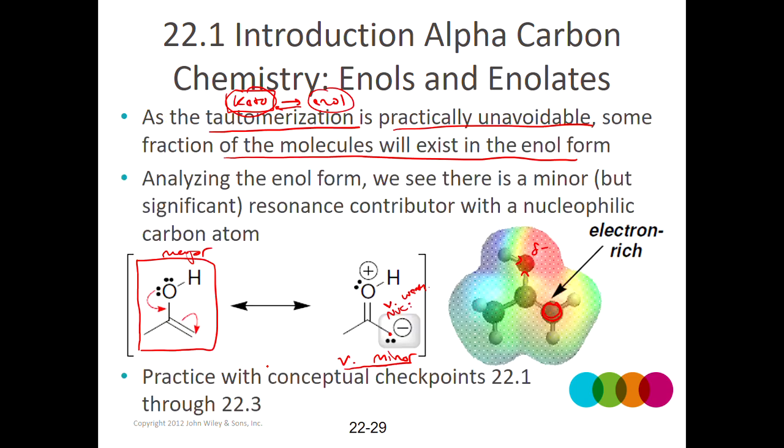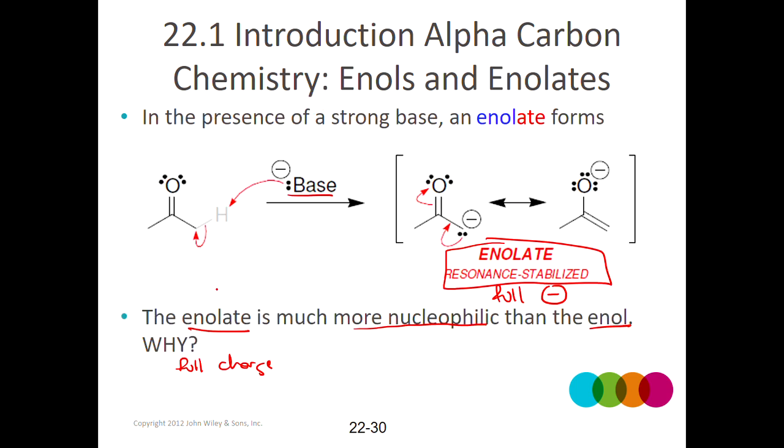The enol doesn't have an overall charge. It has a minor contributor with a small amount of negative on a site that makes that site weakly nucleophilic. The enolate has, since the base picked off a proton, a full negative charge. It's spread out between the oxygen and the carbon, and if we look at the resonance hybrid, most of the negative is on the oxygen, but there's a significant amount here.